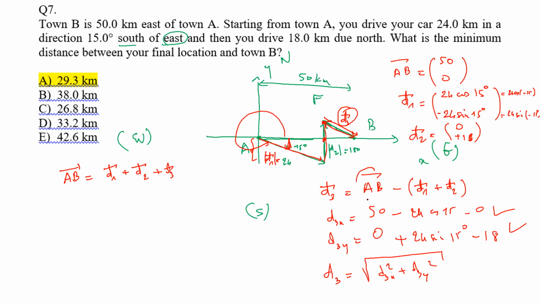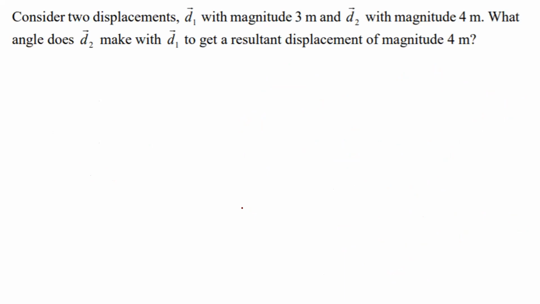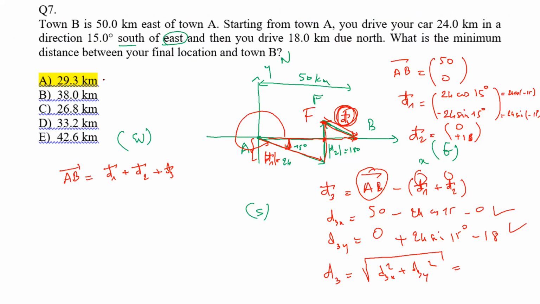So I know everything. I know the components of AB, this vector here. I know the components of D1, I know the components of D2. So the only unknown is the components of D3. Once I get it, I get the magnitude, and this will give me the minimum distance between my final destination here, F, and the point B. Okay, good. And when you do that, you will get 29.3 kilometers.